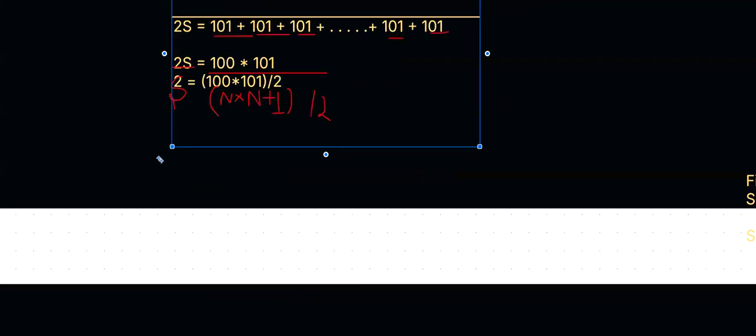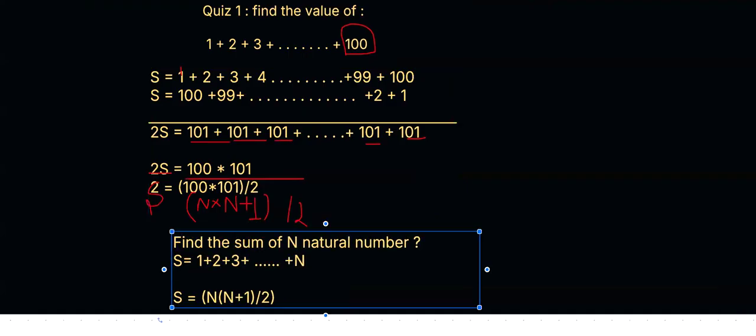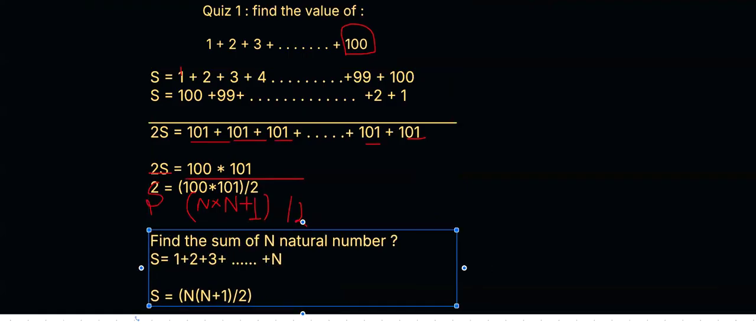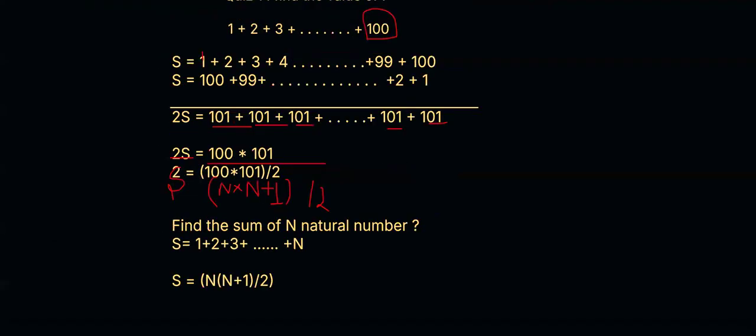In the same way, if you want to find the sum of n natural numbers, just use n into n plus 1 divided by 2. This is the formula if you want to calculate the sum of n natural numbers, n into n plus 1 divided by 2. You may be using this formula in the next class.